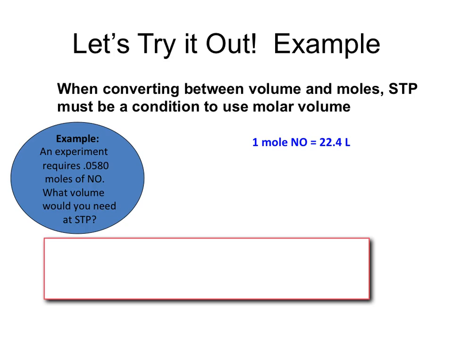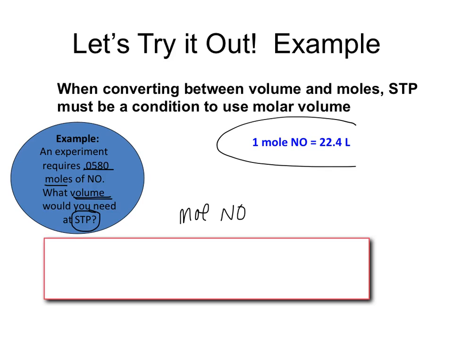So we're going to start off this problem by recognizing the amount given in the problem, which is moles of NO. We know that's a gas. We know we're at conditions of STP, and I'm asking you to go to volume. So knowing that 1 mole of any gas is equal to 22.4 liters of that same gas at STP, I'm going to convert to liters.